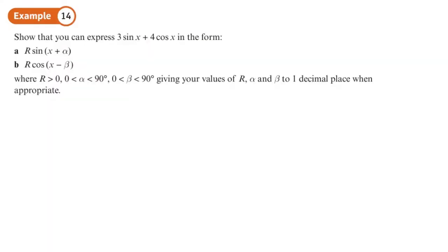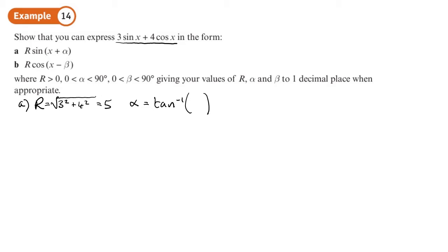Okay, so this one here says show that you can express 3 sin x plus 4 cos x in that form. Okay, step number 1. Let's find r. R is just going to be the square root of those numbers a and b in front of sine and cos. So it's just 5. Alpha is going to be the tan inverse of either 3 over 4 or 4 over 3.